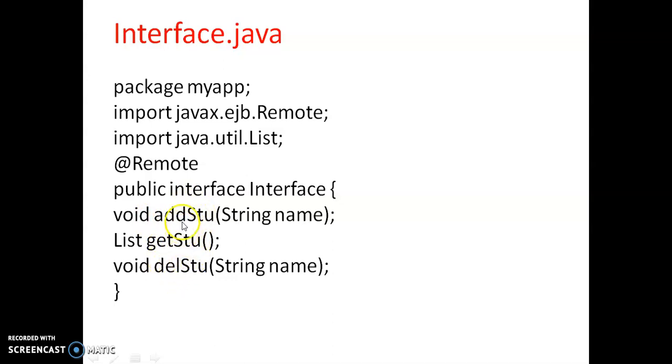abstract methods. One is addStudent, where I will be adding the student name. Then the list getStudent, which means you retrieve the students from the list. That list is one kind of array. So get the student means retrieve the student name from the list, and then delete the student name specified in the parentheses. This is interface.java.